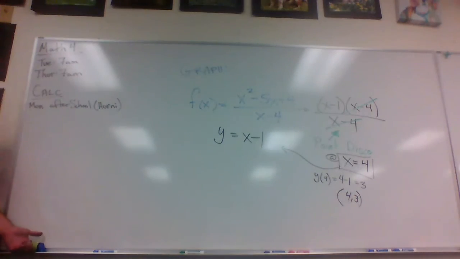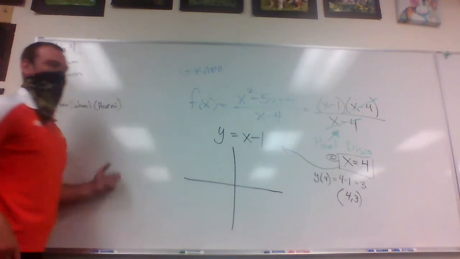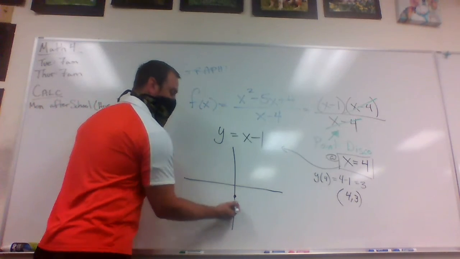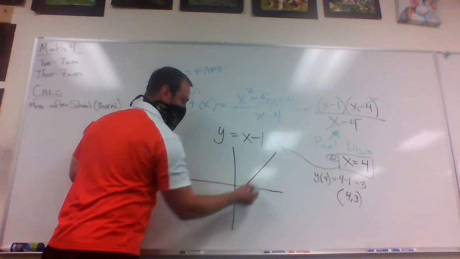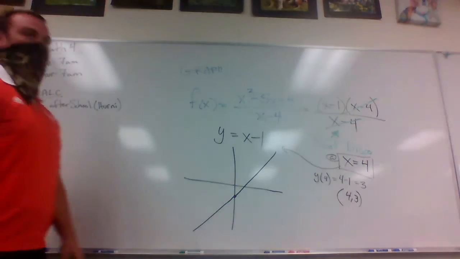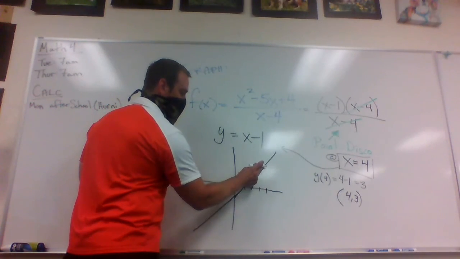Our graph really looks like y equals x minus 1. So if you guys ever have to graph this, what would my y-intercept be? Negative 1. From there, I'd go up 1 over 1. However, we have a hole, or a point disco, at (4, 3).